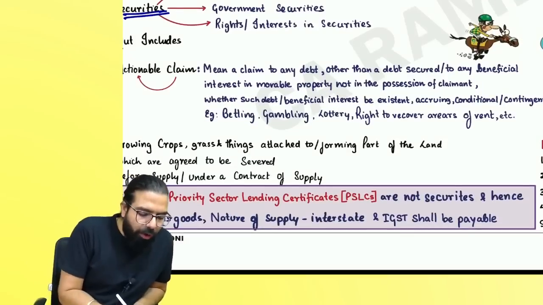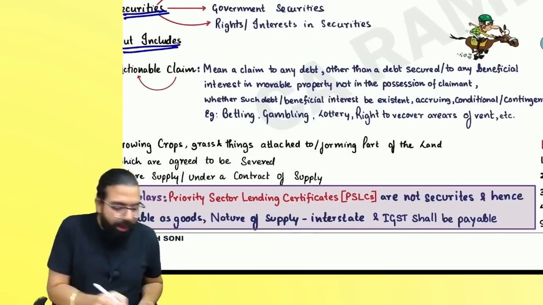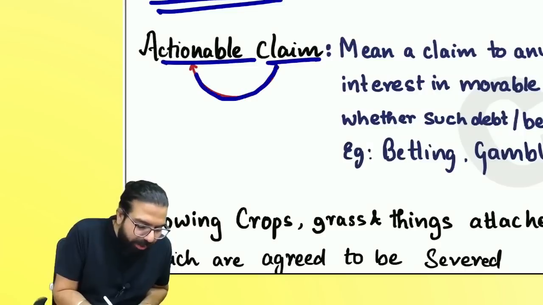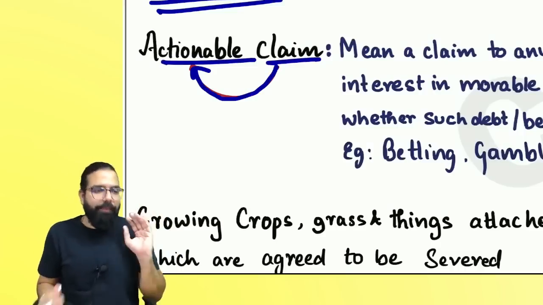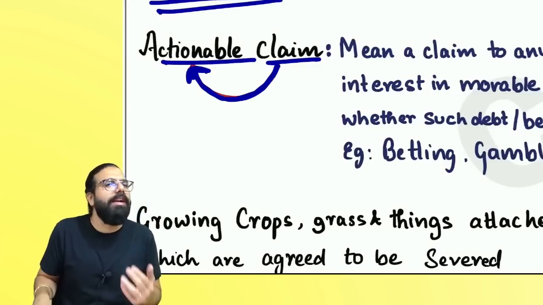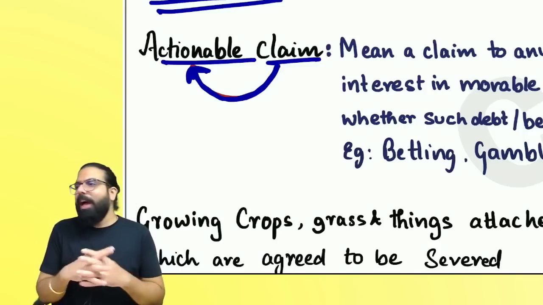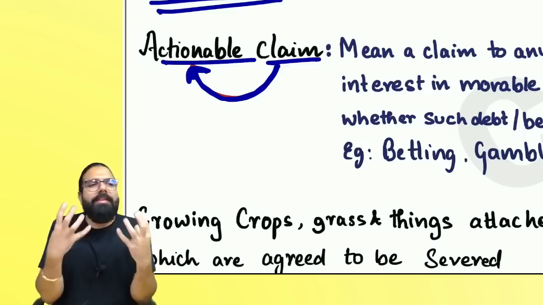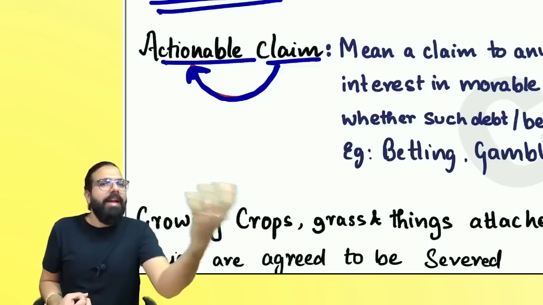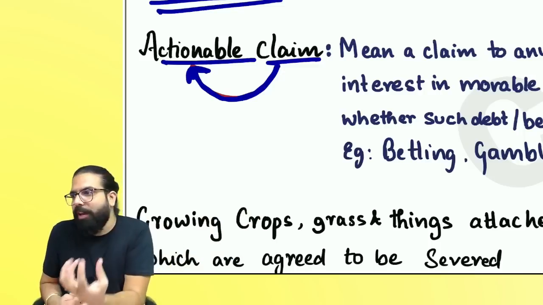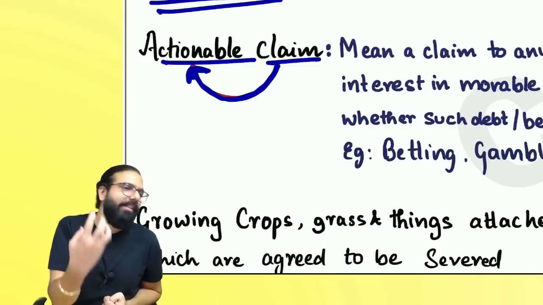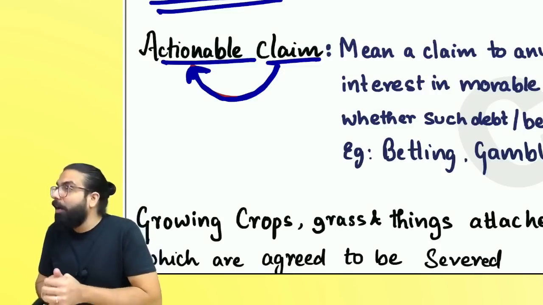Then they said to include in the definition of goods any actionable claim. Sir, any claim for which you can take an action in a court of law. I gave you some examples. Basically, actionable claims are your right to receive. If I have a right to receive arrears of rent, or an insurance claim, betting, lottery, gambling, all these are actionable claims, and actionable claims are goods.